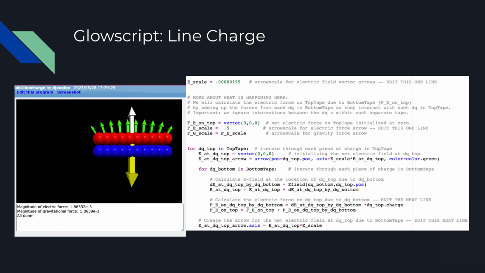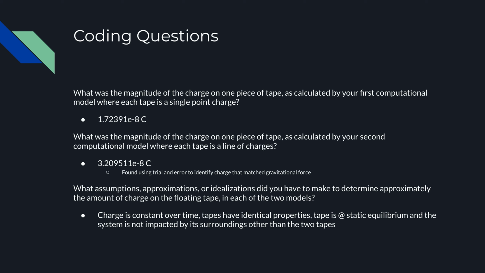Here's the code for the line charge. This is treating the tape as a line of charges as opposed to a singular point charge. And those are different scales I used. So here the green arrows represent the electric force. The red is tape 1, which is suspended over the top. Blue is tape 2. The gray arrow on top is the electric force, and the yellow arrow on the bottom is the gravitational force. And you can see they're somewhat equal.